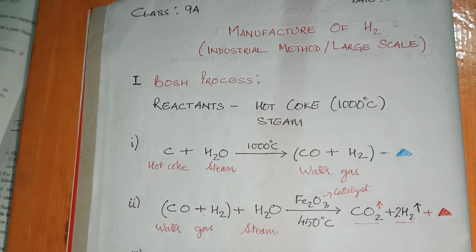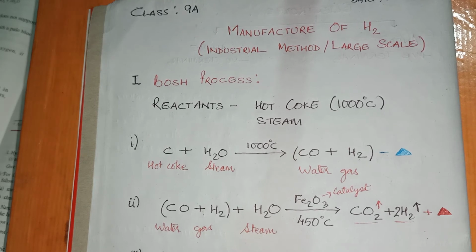So heat energy is produced, and the reaction in which heat energy is produced or given out is called exothermic reaction. So our second step is exothermic reaction. First step was endothermic reaction, second step is exothermic reaction. So what do we have to do in the second step?